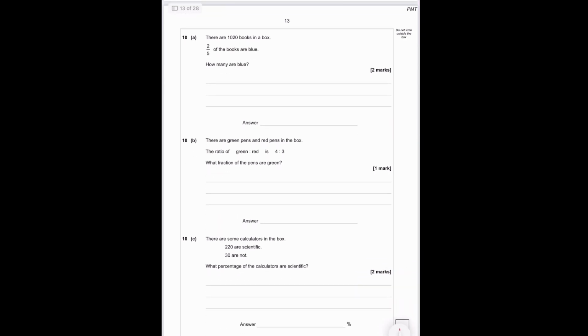There are 1,020 books in a bag. 2/5 of the books are blue. How many are blue? So very simply, 2/5 times 1,020 gives me 408.